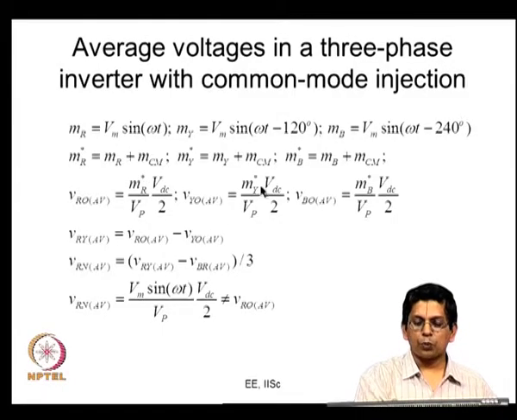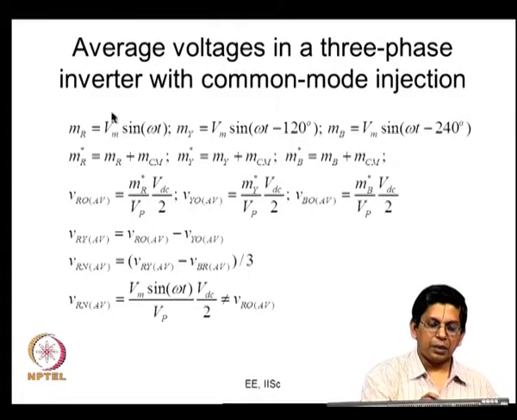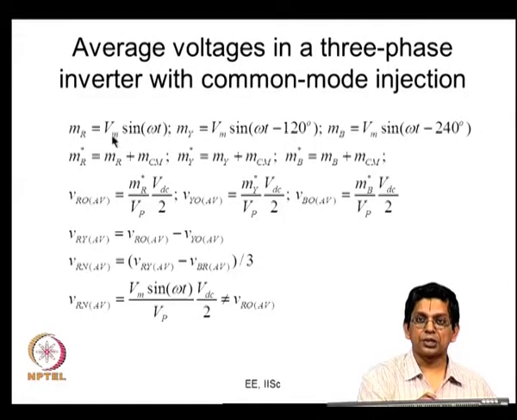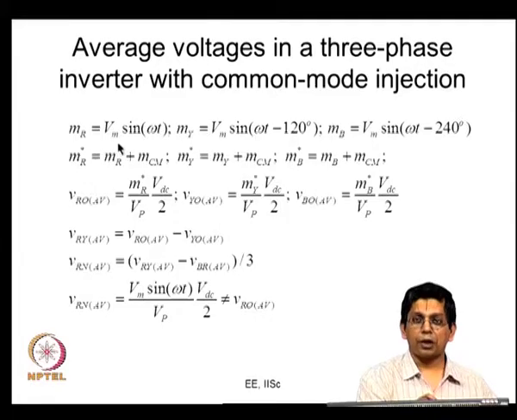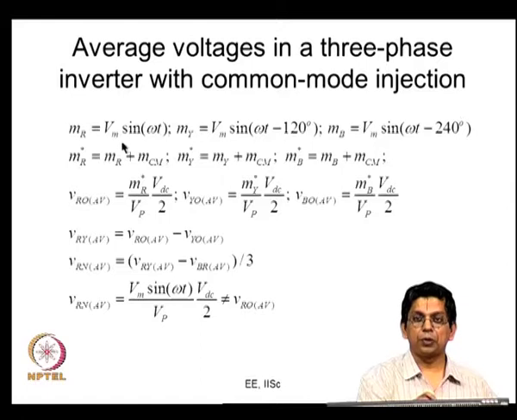The same way, this is MY star by VP into VDC by 2. So, as we have seen before, the advantage is that VM can actually go higher, VM can go up to 2 by root 3 times VP. Normally VM has to be restricted to VP for sine triangle PWM. If you are adding an appropriate kind of common mode, then it is possible that VM can be as high as 2 by root 3 times VP, that is 1.15 times VP.